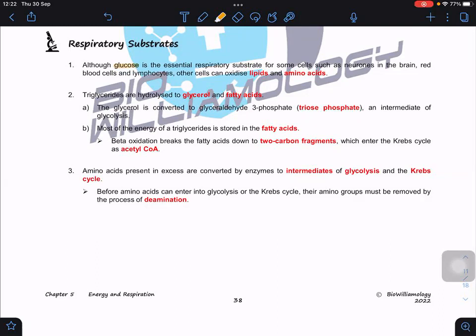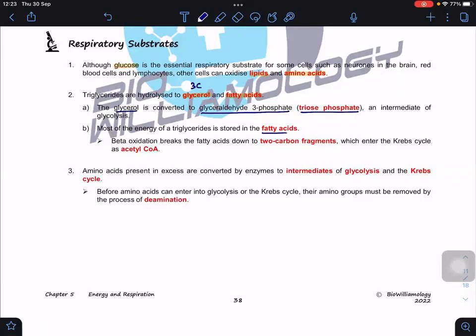The answer is yes. We can use lipids. We can use amino acids. So how about lipids? Lipids, basically we hydrolyze the lipid into glycerol and fatty acid. Glycerol, we know that is a 3-carbon, so it means that we can convert the glycerol to glyceraldehyde 3-phosphate. So glycerol we can actually convert into the triose phosphates, that we learned. Then it will continue from there.